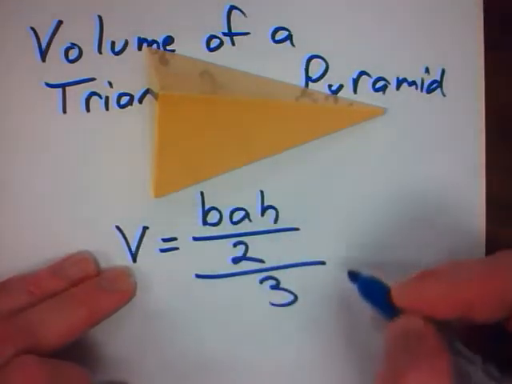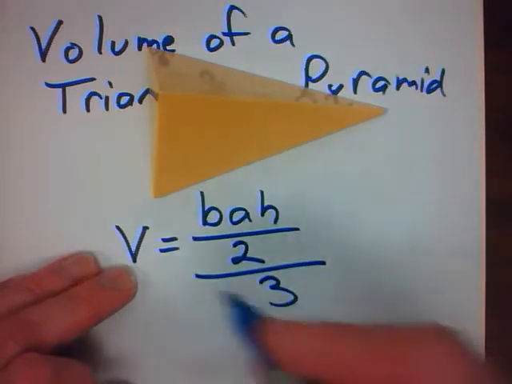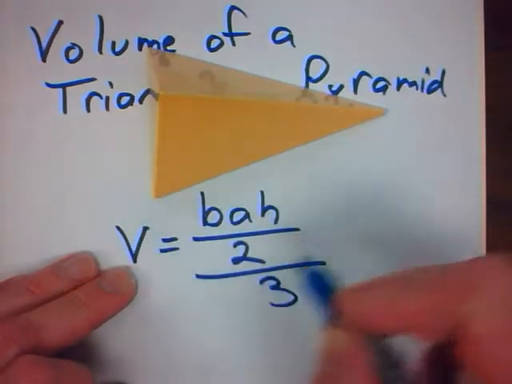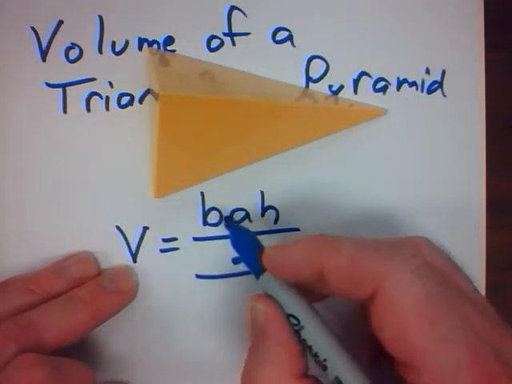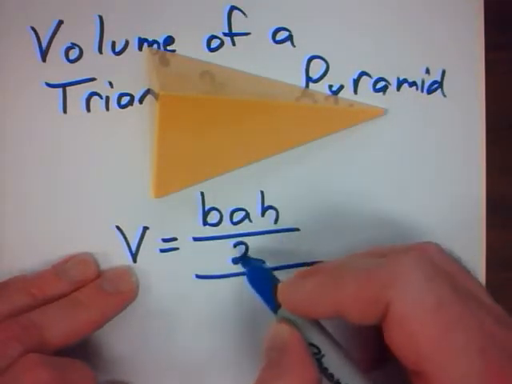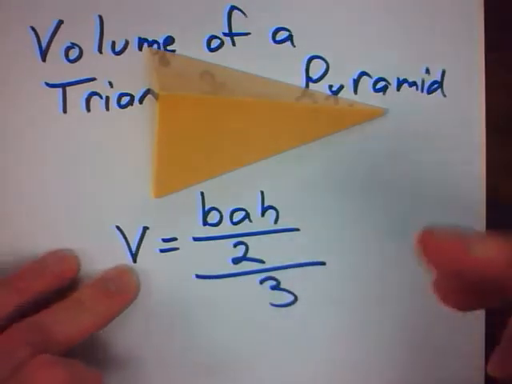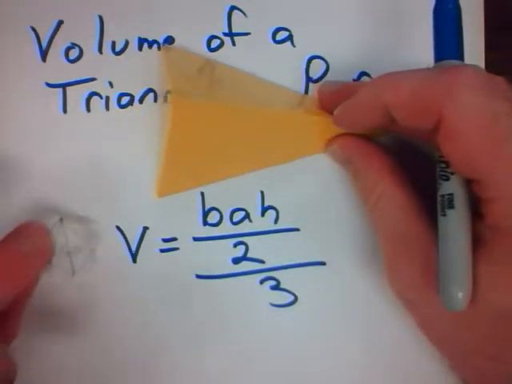This is the one that I personally prefer, although if you want to turn it into fractions and have a 1/3 and a 1/2 in front of it, you could. I like this best. Just remembering that I'm going to do base, altitude, height multiplied. I'm going to divide that by 2, and then I'm going to divide the whole thing by 3. Once again, let's do an example.